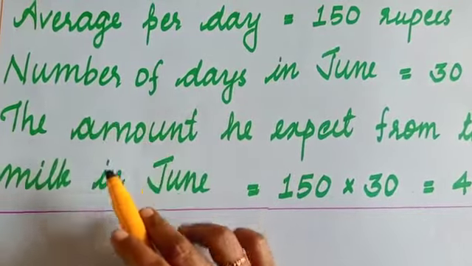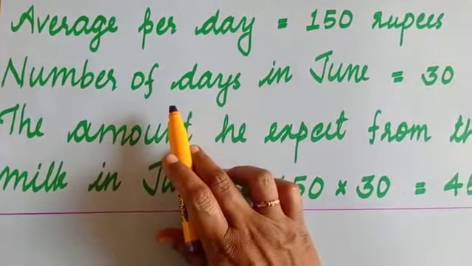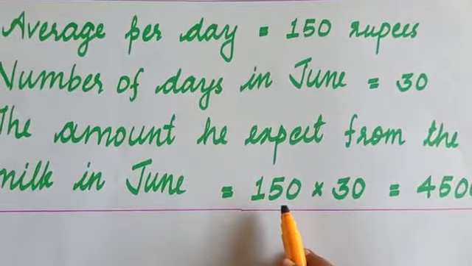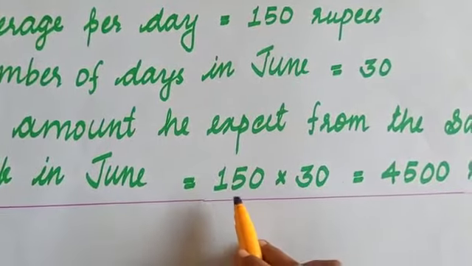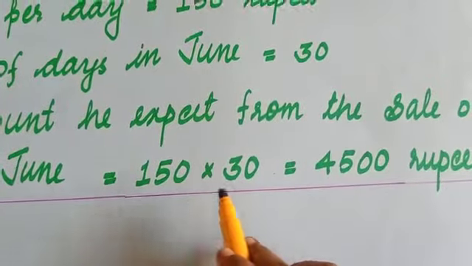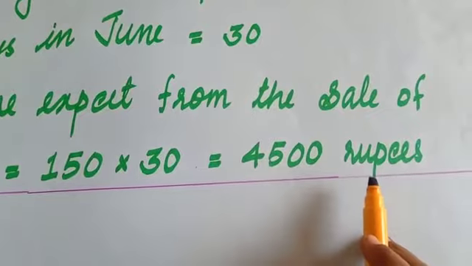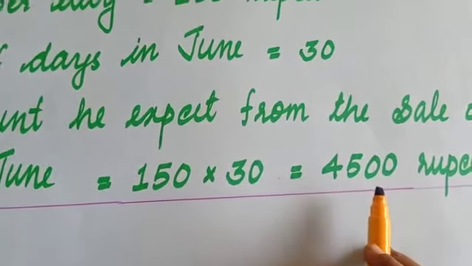Here the average is known and the number of days is known. Then we can find out the amount. We multiply average and number of days, we get the amount. Then average 150 and the number of days 30. We multiply 150 into 30, get 4,500 rupees, which is the total amount he expects for the month of June.